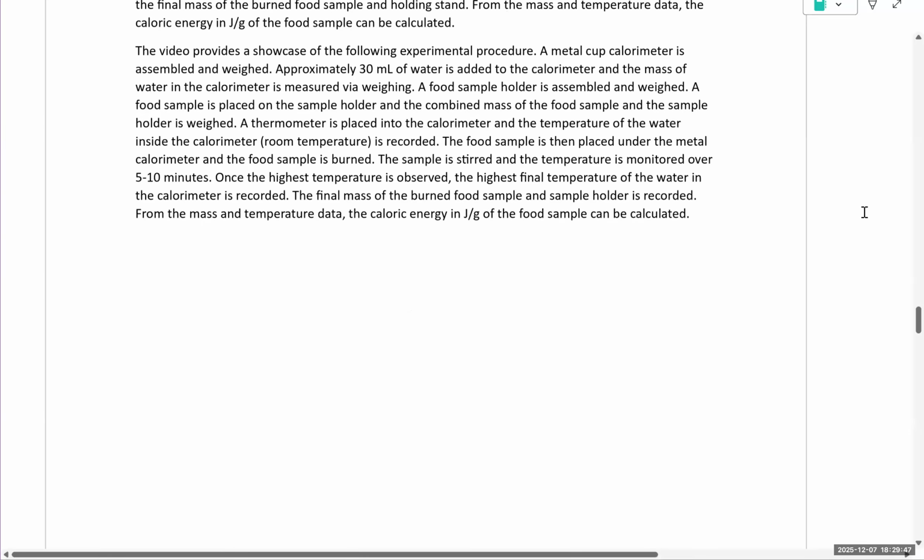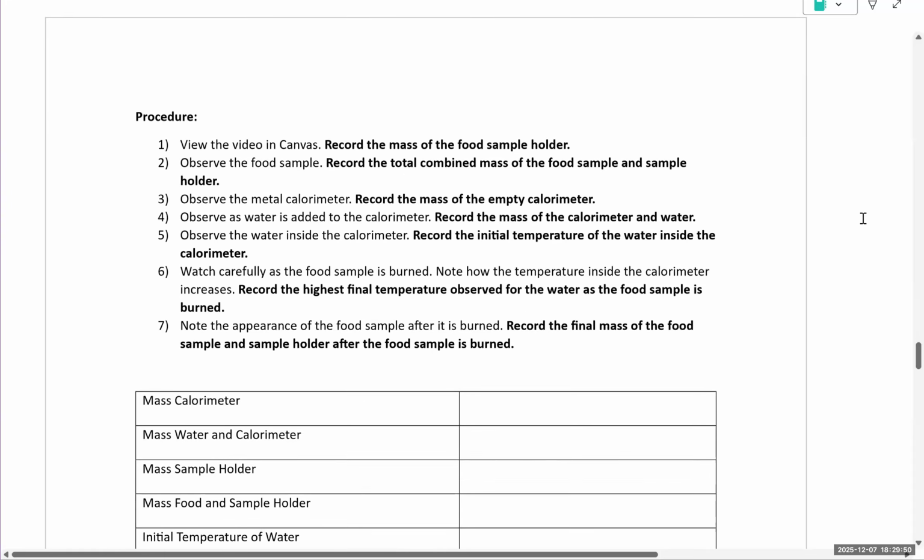Okay, I know that's a lot to take in. Let's break it down into our step-by-step procedure. We're going to view the video in Canvas. You're going to record the mass of the food sample holder. You're going to observe the food sample and record the combined total mass of the food sample and the sample holder. You're going to observe the metal calorimeter and record the mass of the empty calorimeter. You're going to observe as water is added to the calorimeter, and you're going to record the mass of the calorimeter with water. We're then going to observe the water in the calorimeter and record the initial temperature.